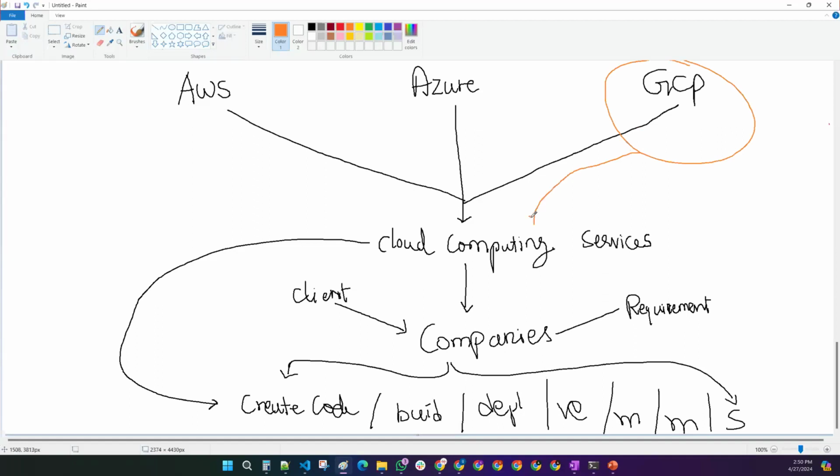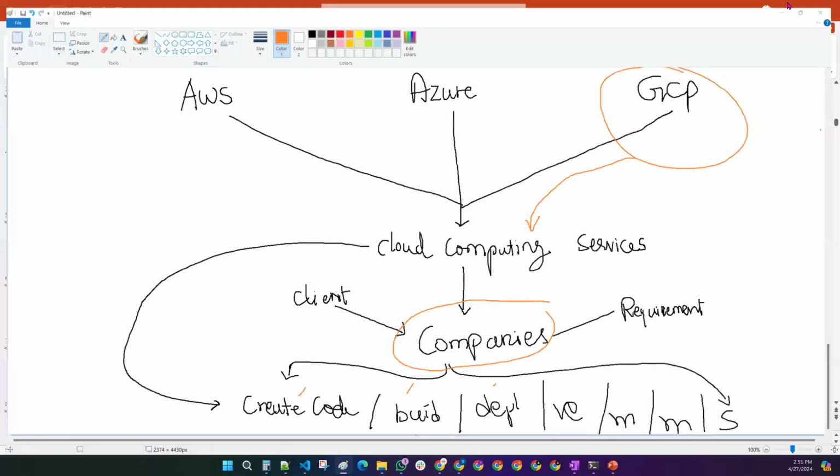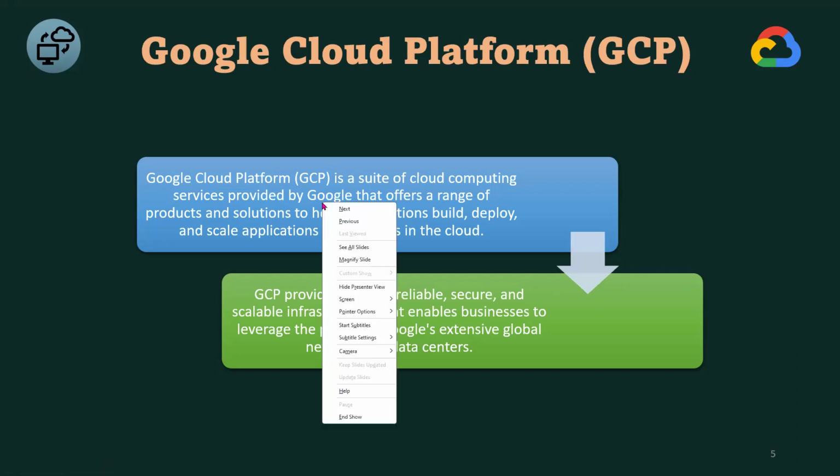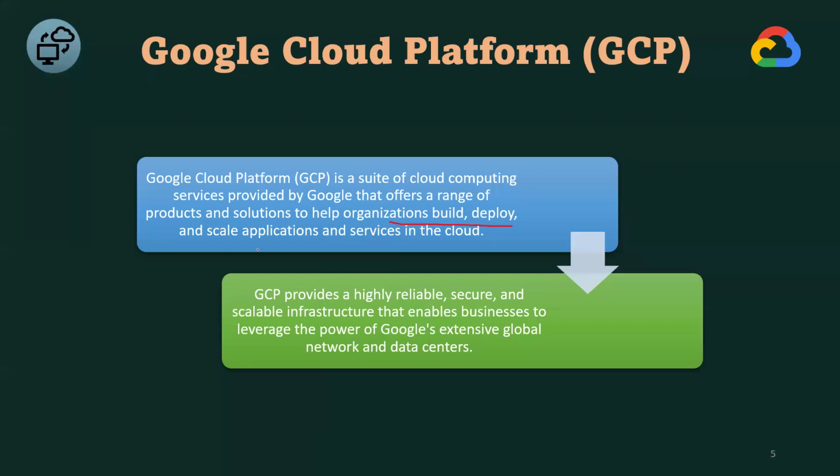They are providing you the cloud computing services, which will help the organizations to build the code, deploy the code, scale the code, and version the code on top of the infrastructure provided by GCP. So in very simple words, Google Cloud Platform is a suite of cloud computing services provided by Google. Who is providing these cloud computing services, sir? GCP is providing you these cloud computing services and solutions to help the organizations to build, deploy, and scale the applications and services in the cloud.